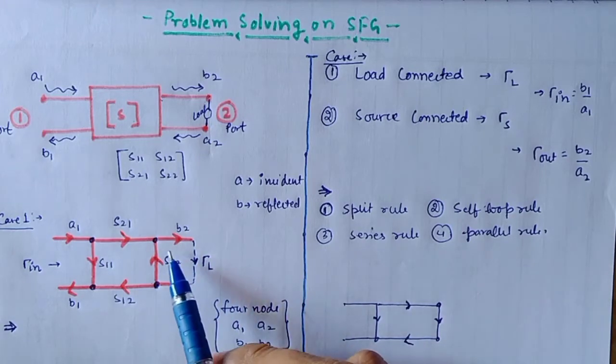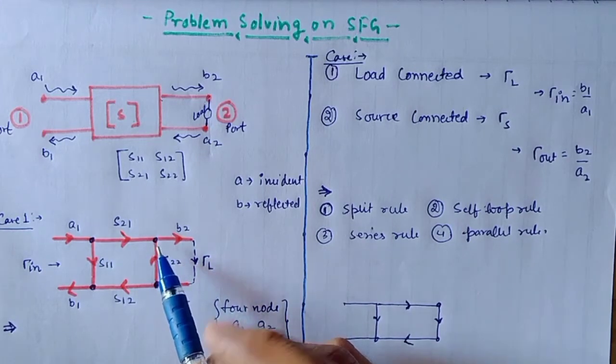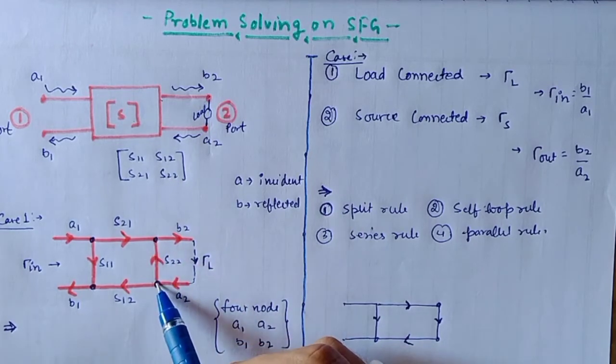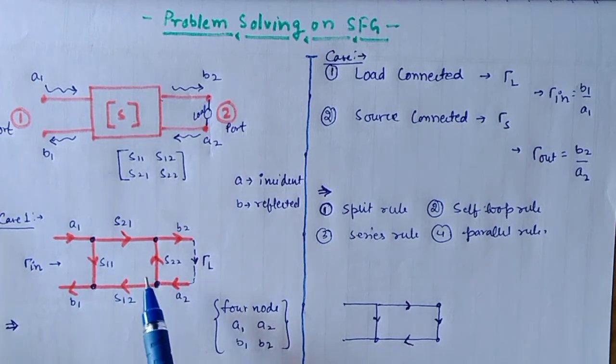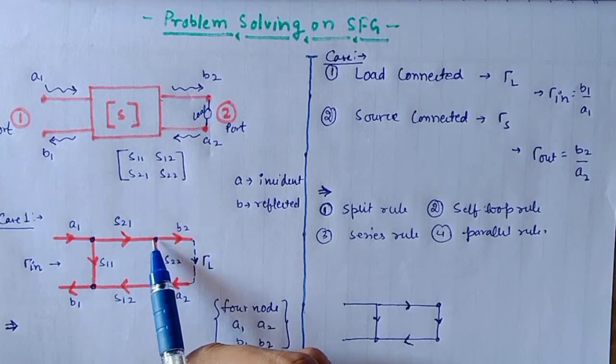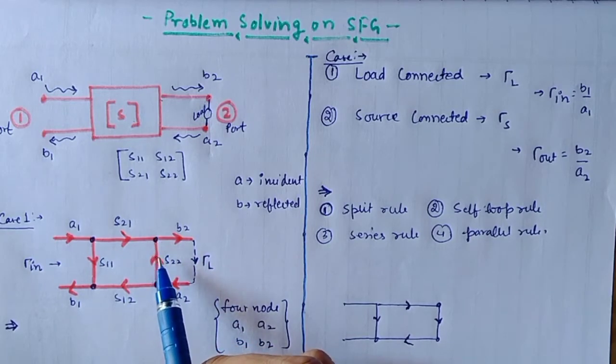To find a self loop, I have to apply the split rule first. I have to find out where to apply that split rule. I have two nodes B2 and A2. The splitting rule says that whichever node has one incoming signal and two outgoing signals should be selected for applying the split rule.